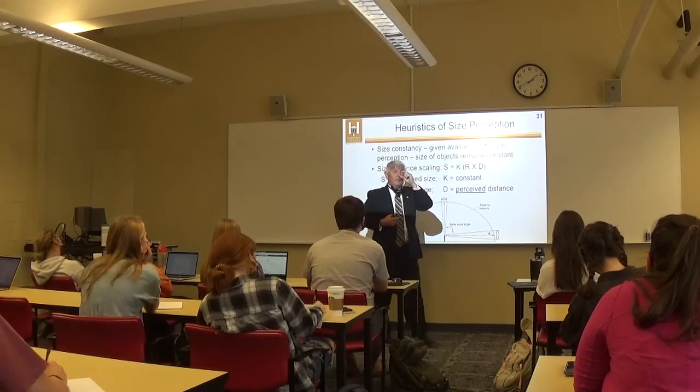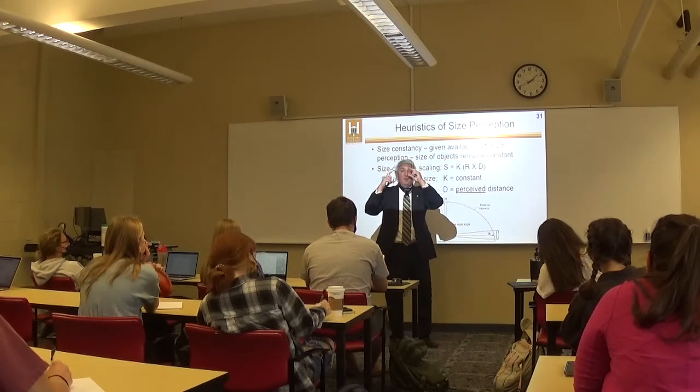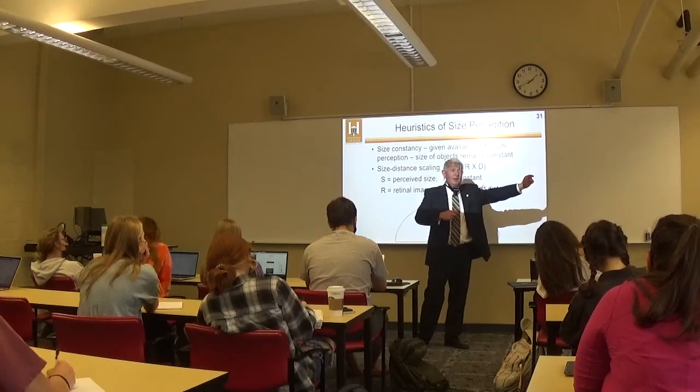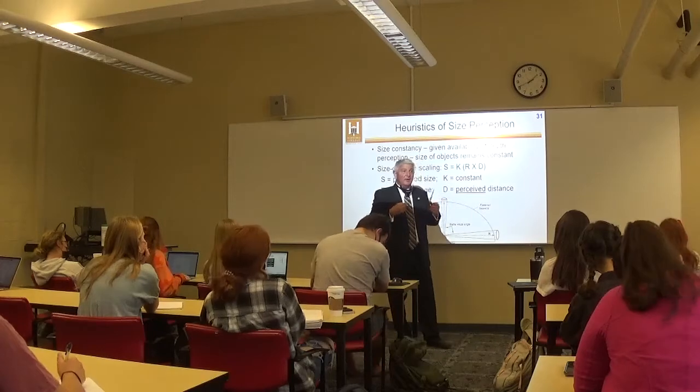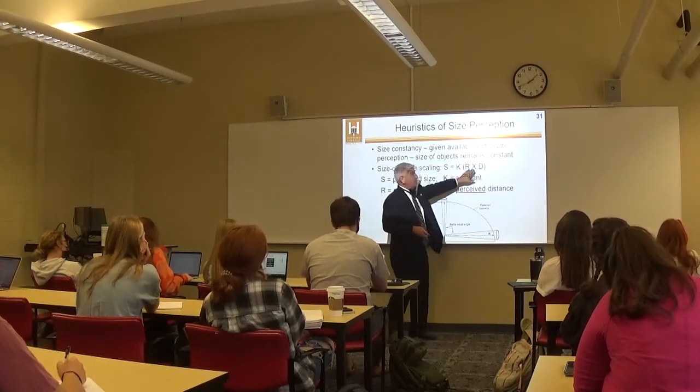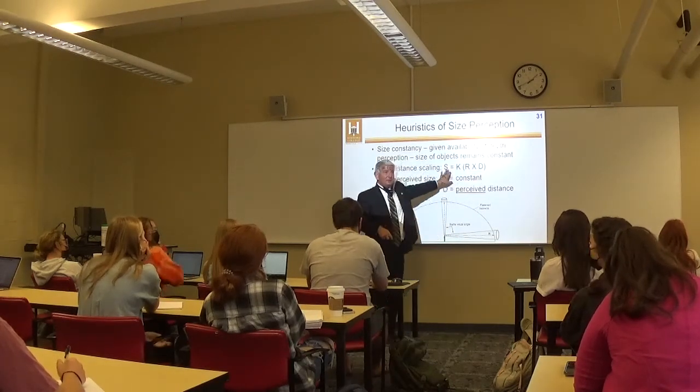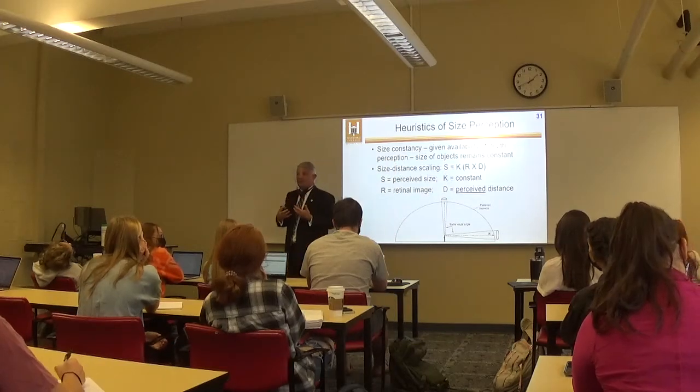You hold a quarter right in front of your face, it's a huge retinal image. You hold it way over here, it's a small retinal image. But because of the perceived distance, the change in that compensates. And so we keep our perception of size constant.